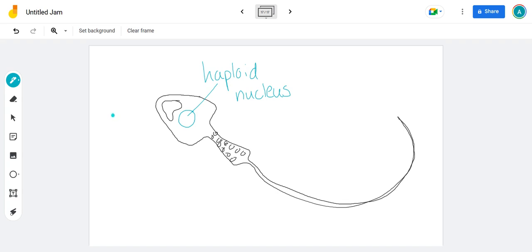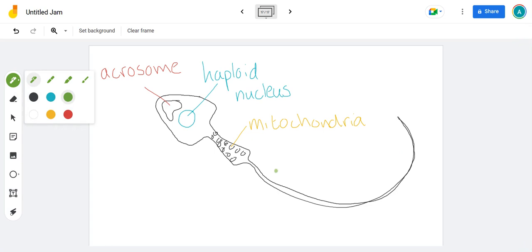The next one is the acrosome. The acrosome is found in the head part, just here, and it is involved in something called the acrosome reaction, which we'll come on to in a moment. The next thing it wants you to know is the mitochondria in the midsection here. Lots of mitochondria, so it can get lots of energy to swim, to move. And finally, this tail part here is called the flagellum.